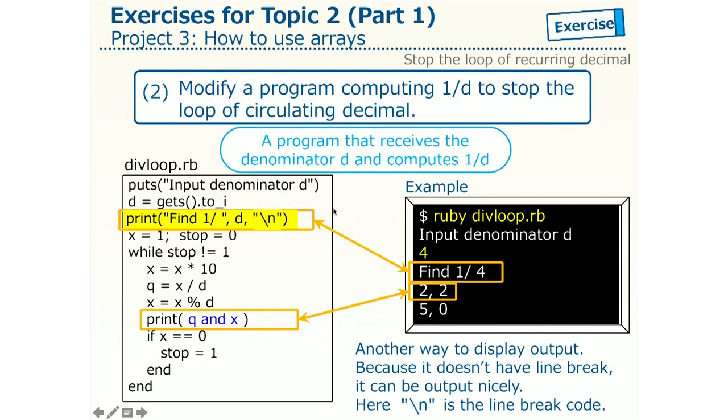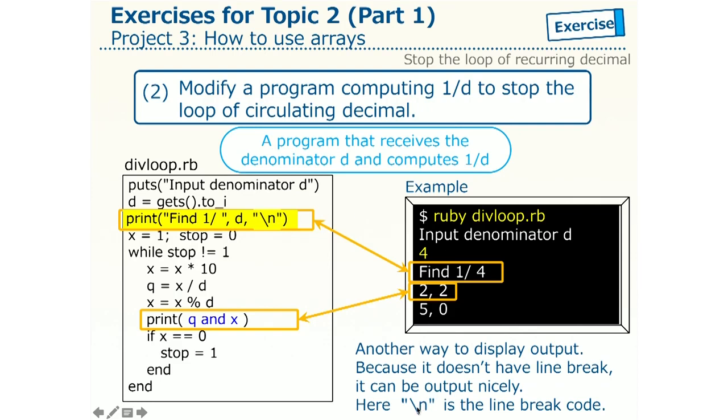It orders the computer to display 3 strings. The first one is "find 1/". The second one is the value of the variable D. And the third one is this \n. This last \n means the line break code. Showing this code on the monitor means to make the line break.